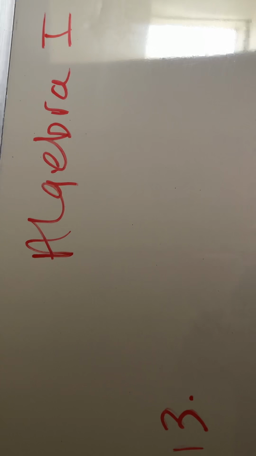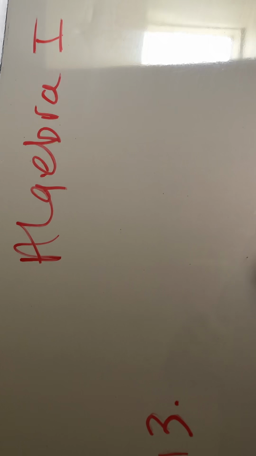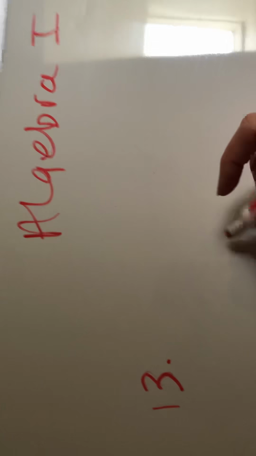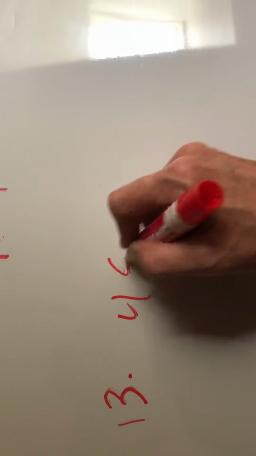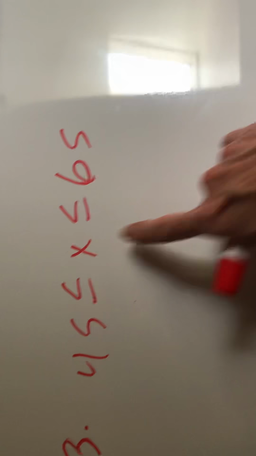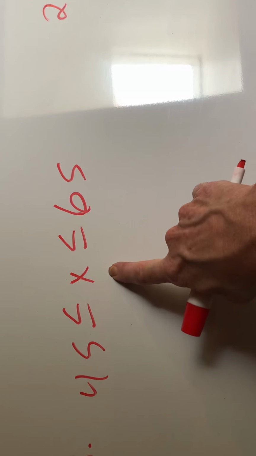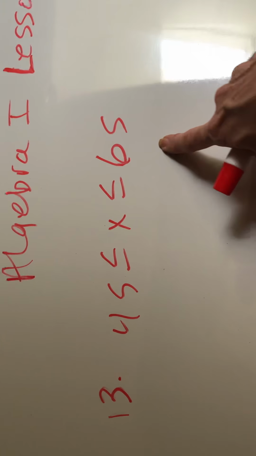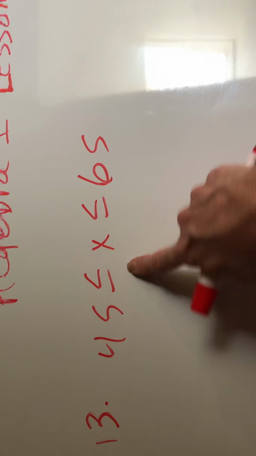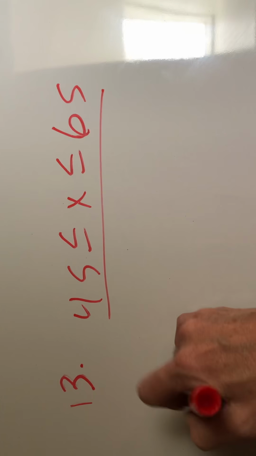13, you are driving on a highway that has a speed limit of 65 miles per hour and a minimum speed limit of 45. Write a compound inequality. So the way I want you to write this is as a compound inequality. Don't use and. The speed has to be between 45 and 65, so that's the way it should be written, and they should be less than signs. So make sure that you write number 13 like that.